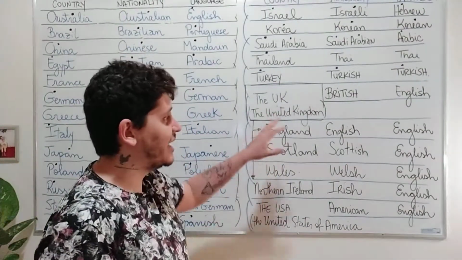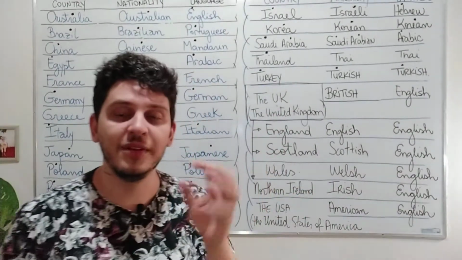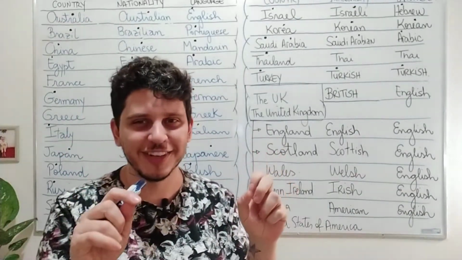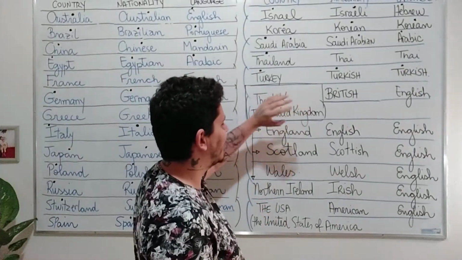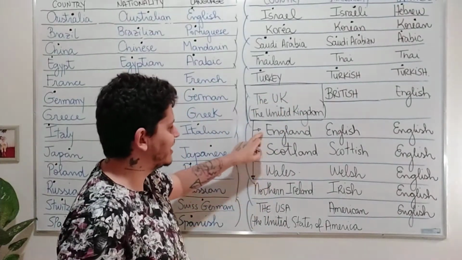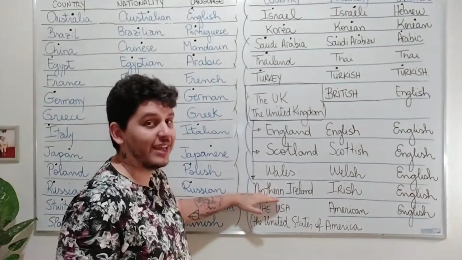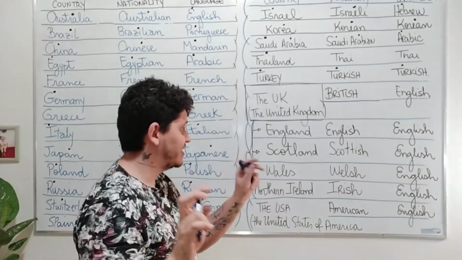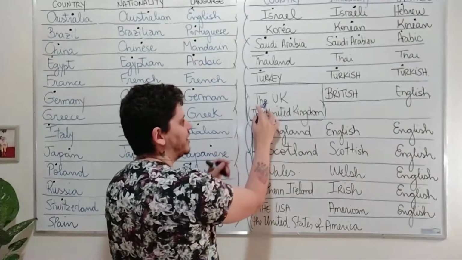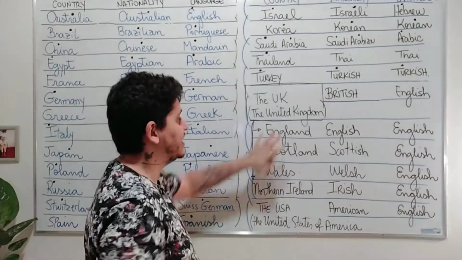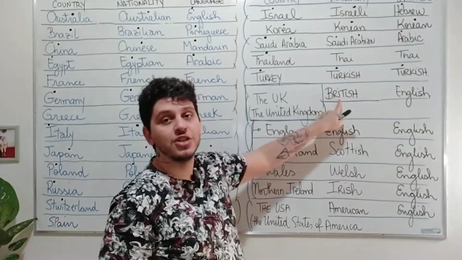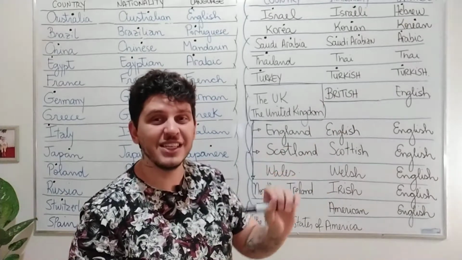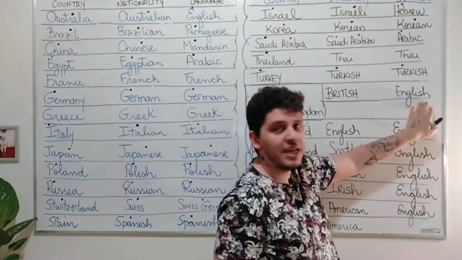Look, guys, the UK is not necessarily one country. The UK is a group of countries, okay? And they are together because they like each other. So everybody who belongs or who was born in England, Scotland, Wales, or Northern Ireland, all these countries, they are very good friends. So together they form the United Kingdom. Everybody that is from the United Kingdom is called a British, or a Brit actually, but the nationality is British. And their language is English.